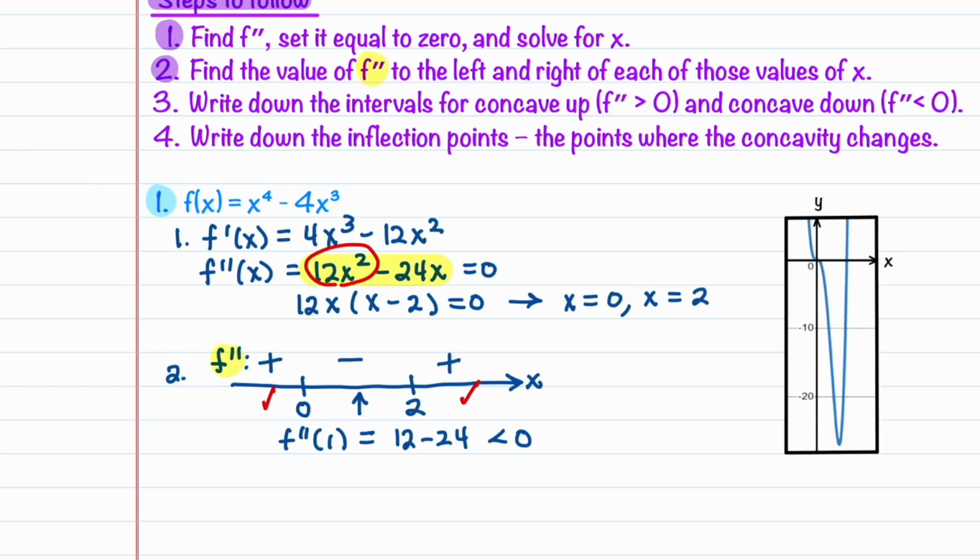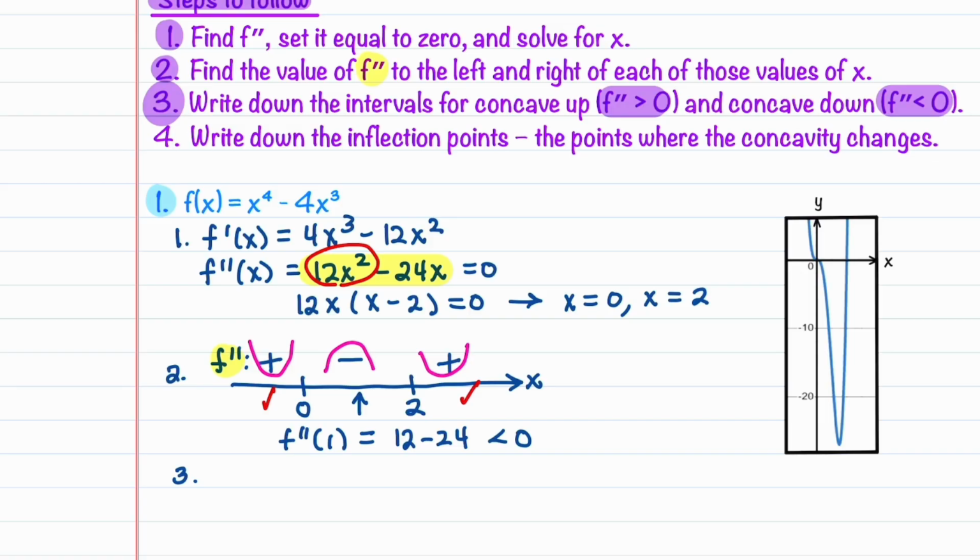Now let's look back up at our steps and look at step 3. We want to write down the intervals for concave up. That is when the second derivative is positive, or concave down when the second derivative is negative. I think it's easiest if we put a little graph on the number line that we've made. If we have a positive, it's concave up, and then we have concave down, and then we have concave up. Now it's really easy to write our intervals.